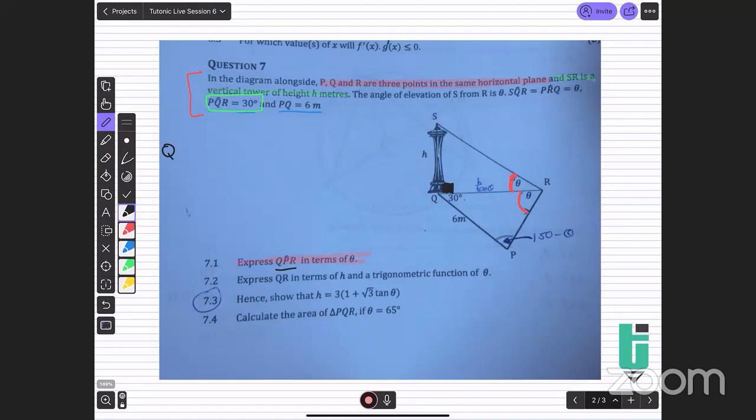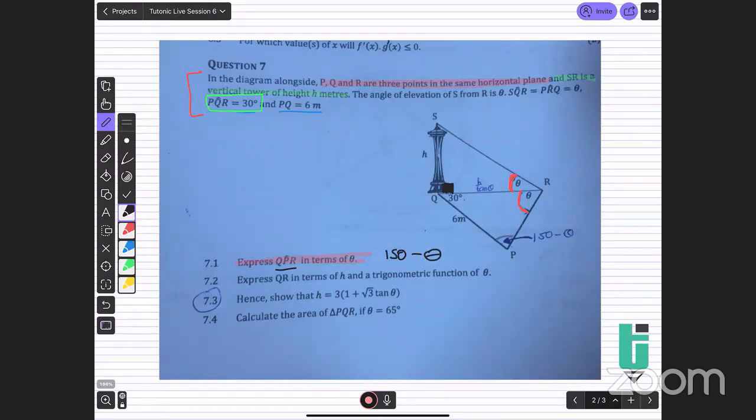Okay, so what was your approach for that one? Angles in a triangle add up to 180, and then they give you 30 degrees, and then they give you theta. So the other angle has to equal 150 minus theta. So 30 plus theta plus this equals 180. Therefore, if you solve for this, it becomes 150 minus theta. Okay, that's not too bad.